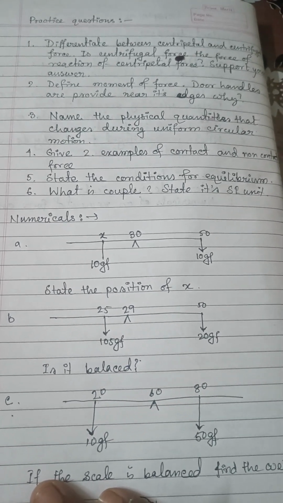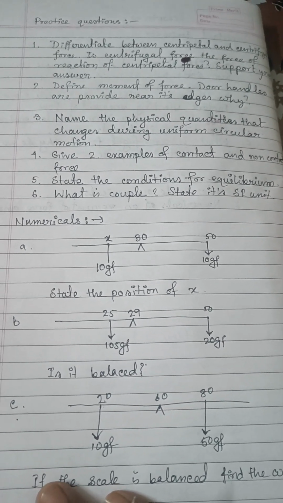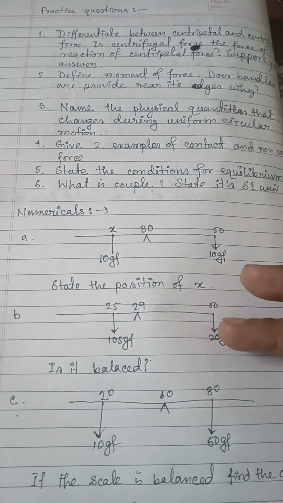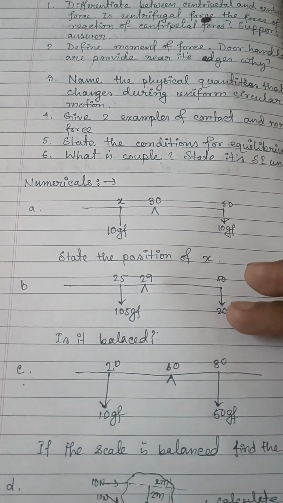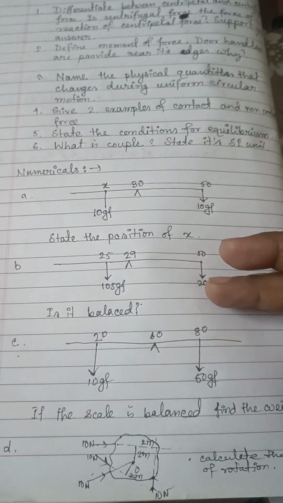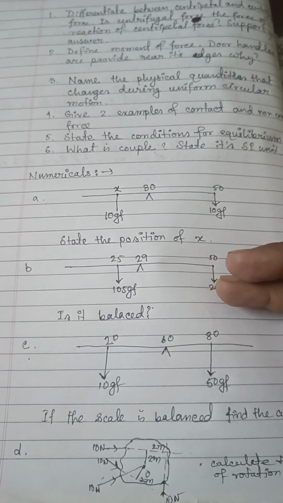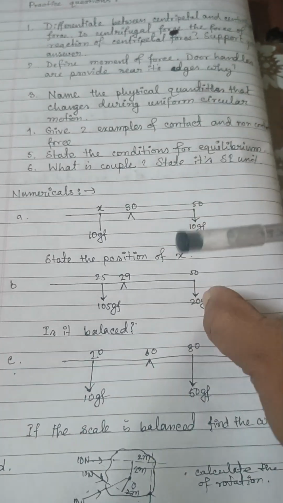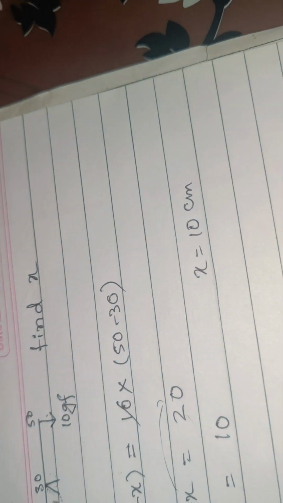Now I will be going for some numericals. What are the types of numericals that can be seen in your exam? These are some important numericals that we are going to see. So what is the first numerical? The first numerical is this one.